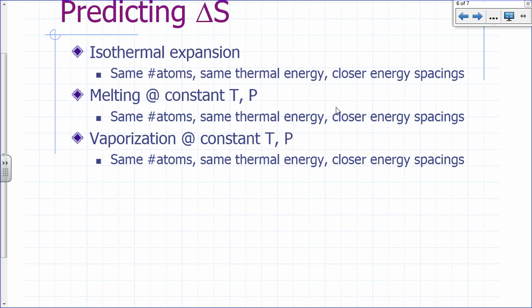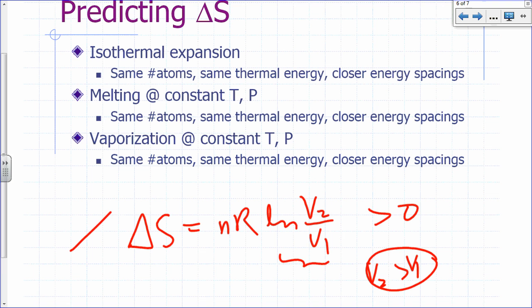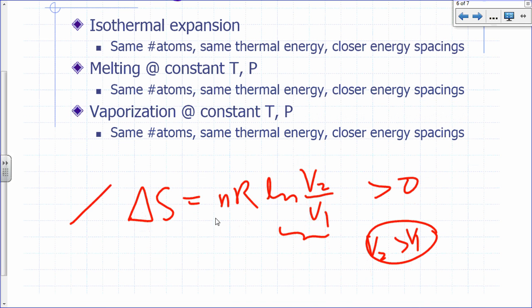What about isothermal expansion? Well, what was the formula for isothermal expansion of an ideal gas? nR ln V2 over V1, right? And that's a positive number if V2 is larger than V1, then ln of a number greater than 1 would be positive. So we've shown earlier that this is going to be positive. This is the formula for delta S for reversible isothermal expansion of an ideal gas, right? So reversible isothermal expansion, ideal, and it's positive.